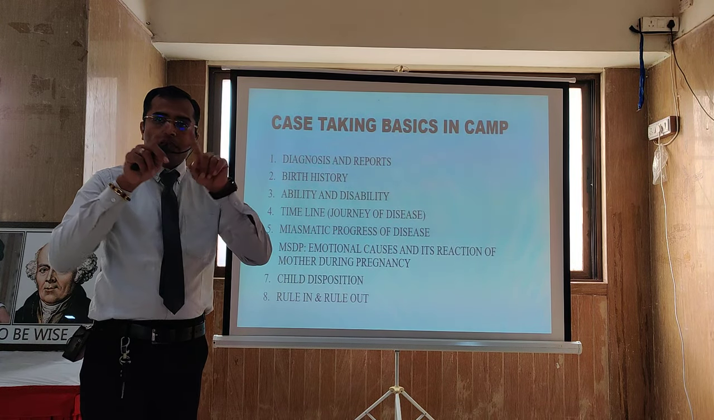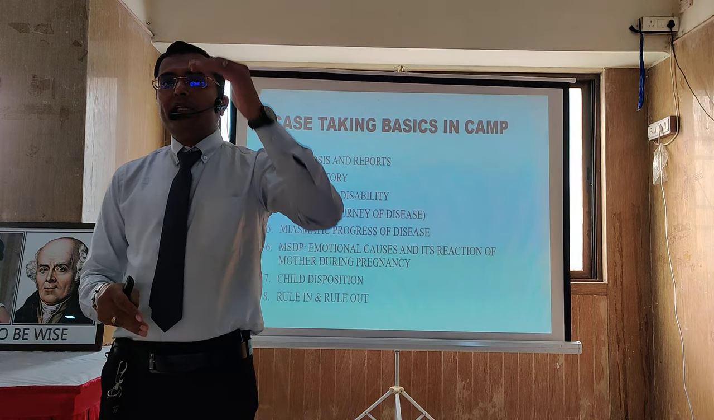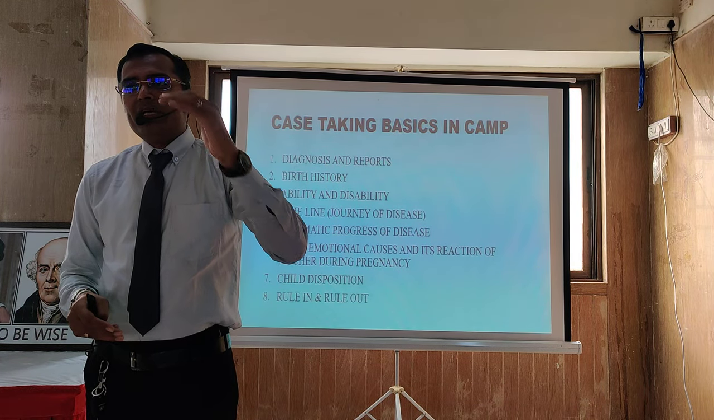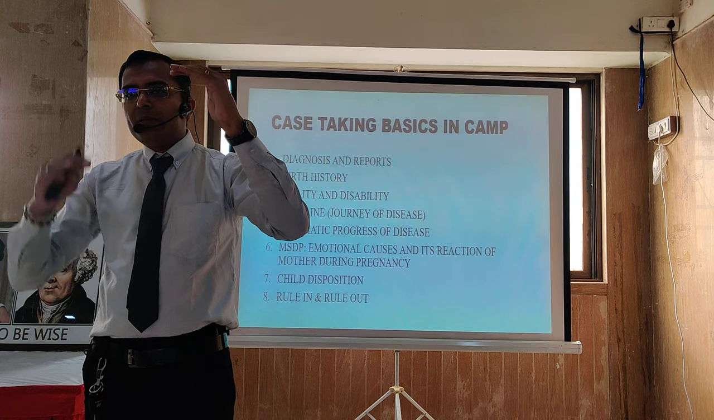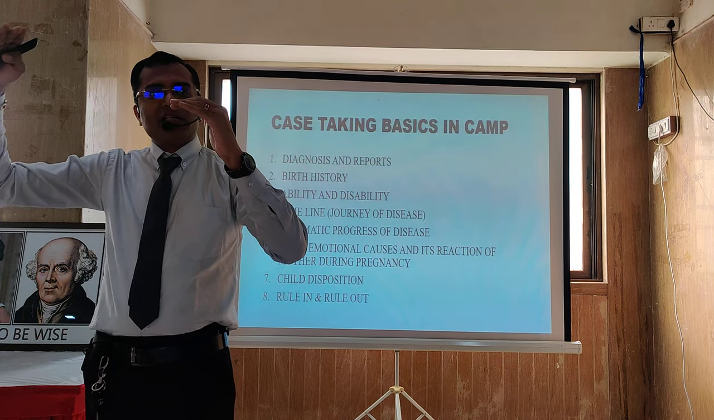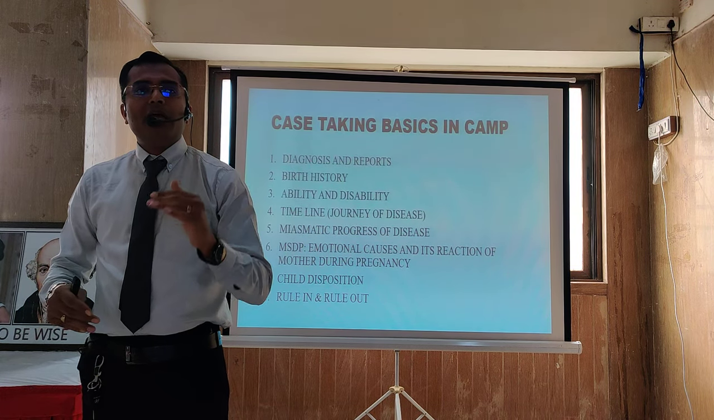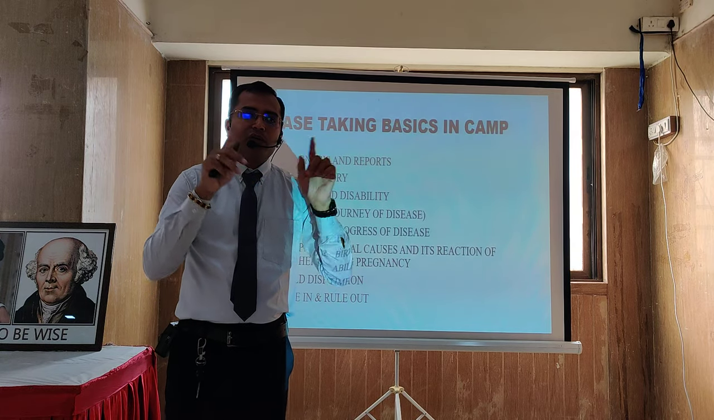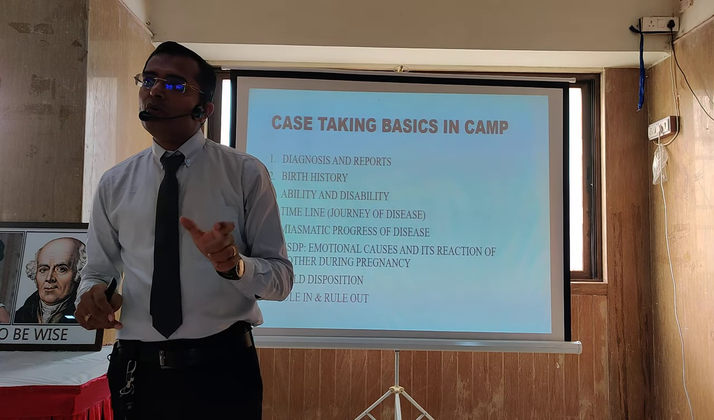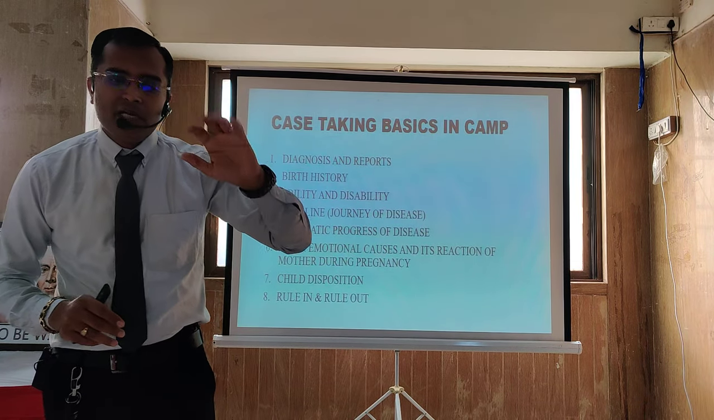So what is the criteria for analysis? In the criteria for analysis, you have to take the disease as a miasmatic process. The second point, the cause of the disease as the mother's perceptions or mother's emotions. Plus, if the reaction is syphilitic, you have to add the mother's reaction. Plus, you have to add the child's disposition. And out of that, finally the remedy came to you. That is your conclusion. Are you getting me? This is the analysis process.